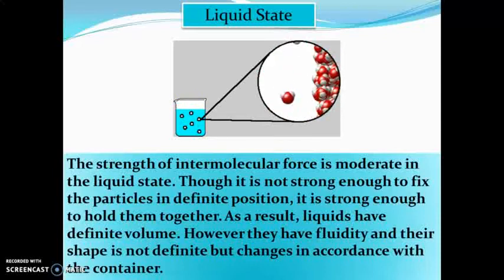However, they have fluidity. Fluidity means they flow from one point to another, and their shape is not definite but changes in accordance with the container. If I take it in a beaker, it has the shape of the beaker. If I take it in a test tube, it will have the shape of the test tube. If I take it in a very big flask, it will have the shape of the flask. So, depending upon the container, its shape keeps on changing.